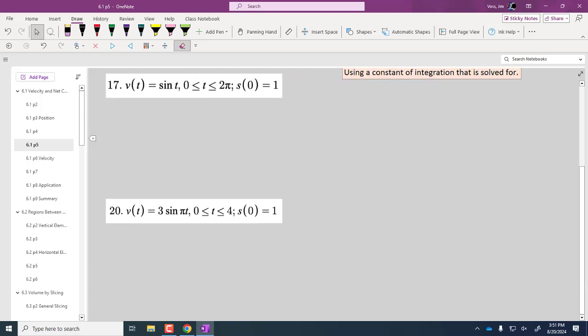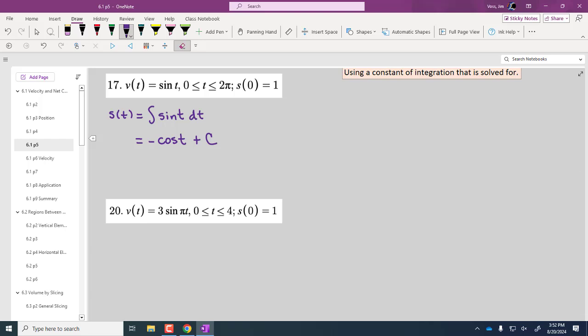So the antiderivative method. In Calc 1, you learned that the antiderivative always has a plus c if it's not a definite integral. So if you're doing an indefinite integral, you get a plus c. So what we're going to do is say that s of t is equal to the integral of sine of t, and we're going to keep it indefinite, no limits of integration. When we do this, the integral of sine is negative cosine, but then you get a plus c. So that is your s of t.